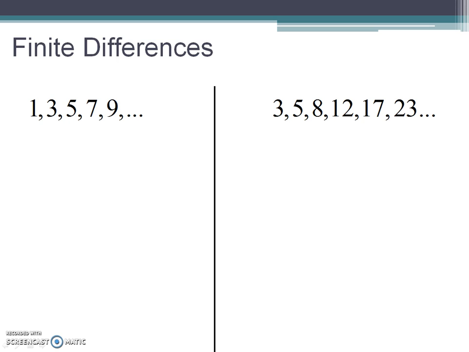If you were tasked to write the rule that generates this first sequence, one of the first things you would probably do is notice that you're just adding two successively. So that's called a common difference. We know that. And we can identify this sequence as an arithmetic sequence because it has a common difference.